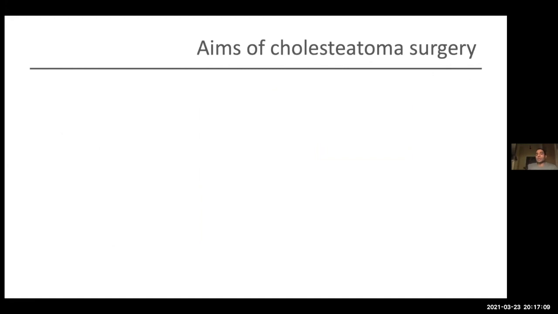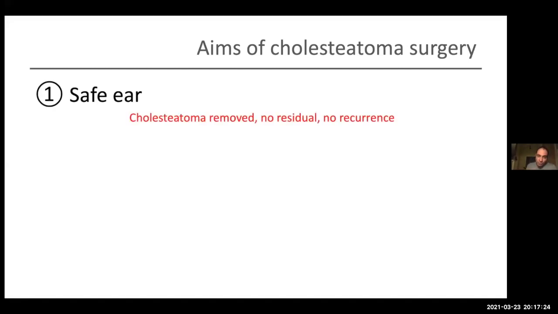So I'm going to concentrate really on cholesteatoma surgery because it's the most common indication for mastoidectomy. So what are the aims of cholesteatoma surgery? This is what I actually tell my patients. There are three aims, and in this order. First of all, is to give you a safe ear. That means that the cholesteatoma is removed. There is no residual and no recurrence.